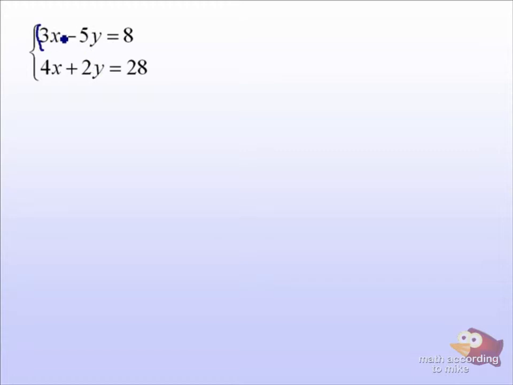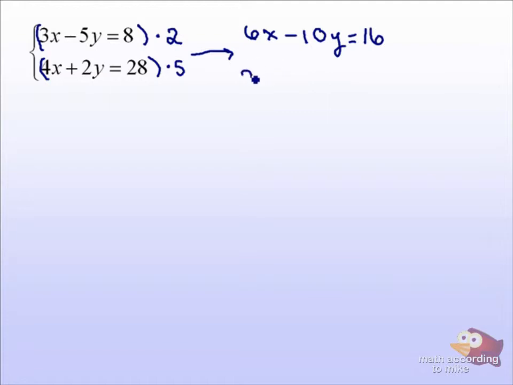So notice we can take the first equation and we just need to multiply it by a positive 2. We'll take the second equation and we'll need to multiply that by a positive 5. Doing so results in the new equations. For the first equation, multiplying by 2, we get 6x minus 10y equals 16. For the second equation, multiplying by 5, we get 20x plus 10y equals a really big number, which happens to be 140. Okay, it's not that big, but you get the idea.